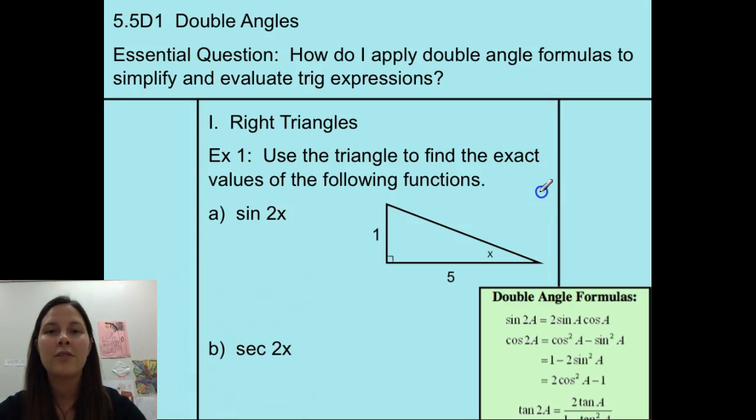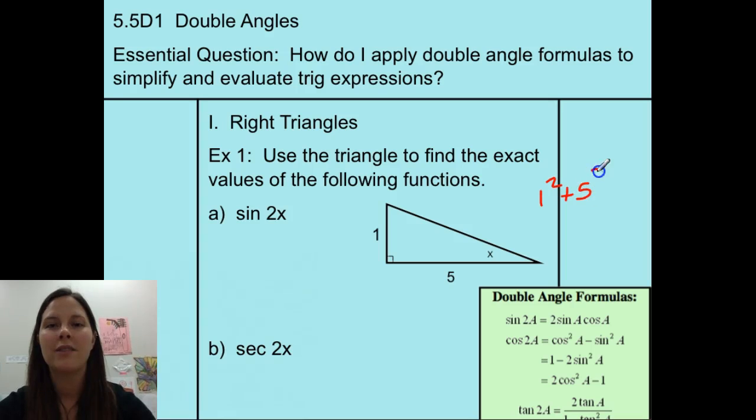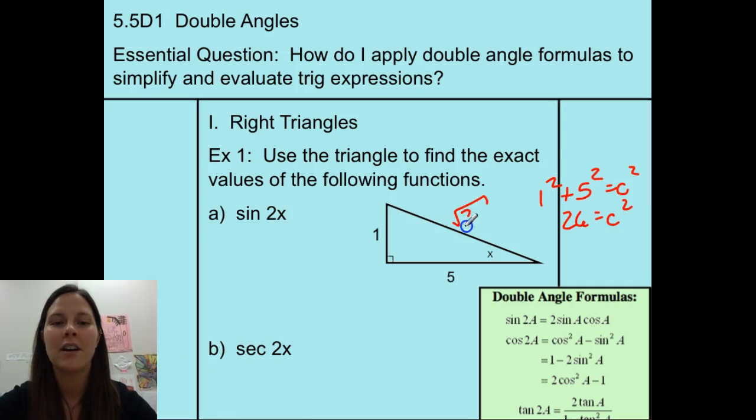Starting off, we've got three different types of examples in this lesson. Our first one is given a right triangle, and we're going to use these double angle formulas to find sine of 2x, cosine of 2x, and tangent of 2x. Of course, in order to do that, we will need the hypotenuse. So we'll start off with our Pythagorean theorem. 1 squared plus 5 squared equals c squared, that missing hypotenuse. 1 squared plus 5 squared gives us 26. And the square root of 26 gives us our hypotenuse.